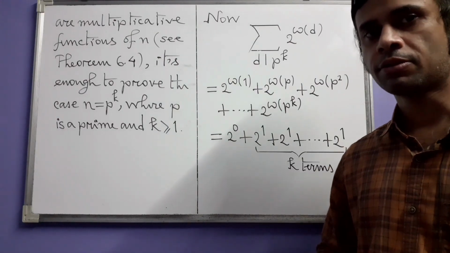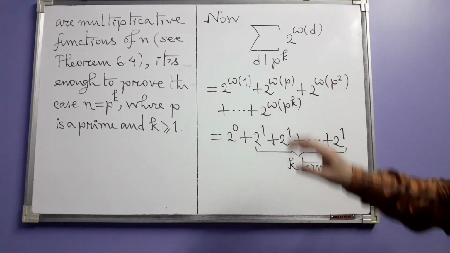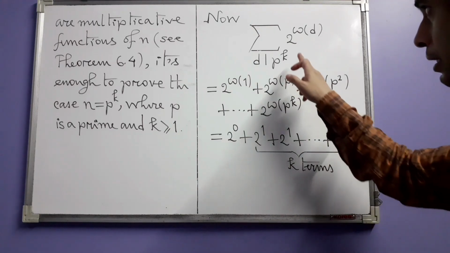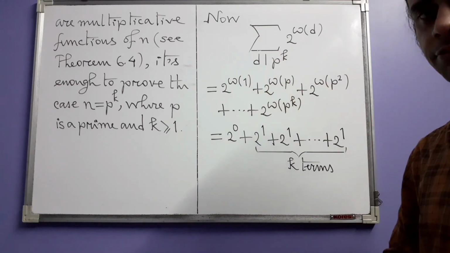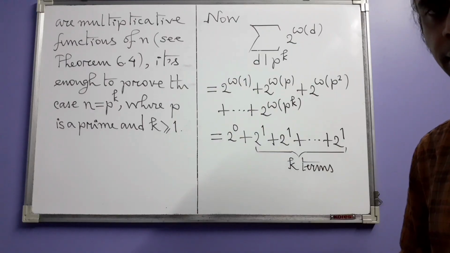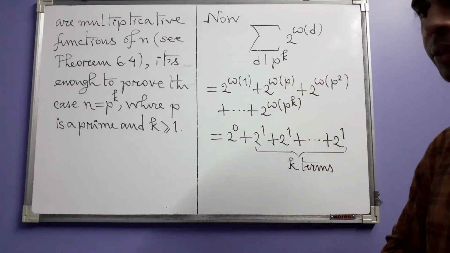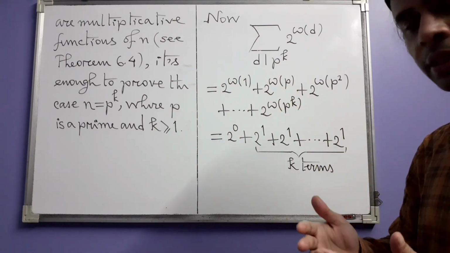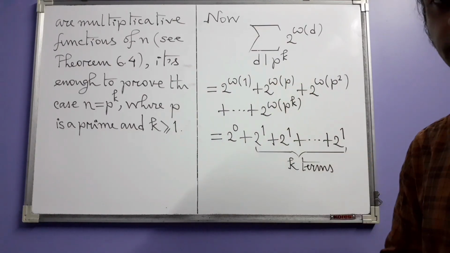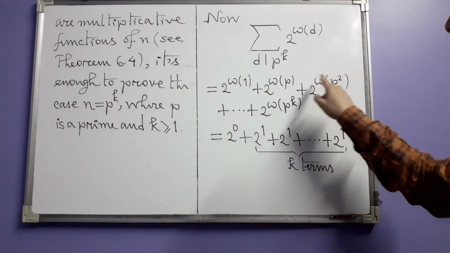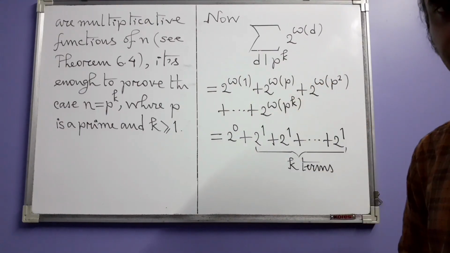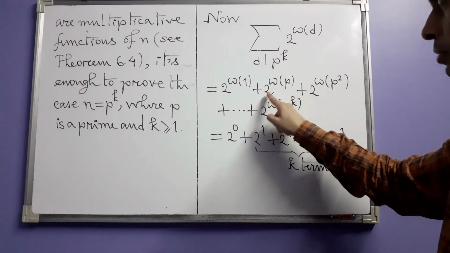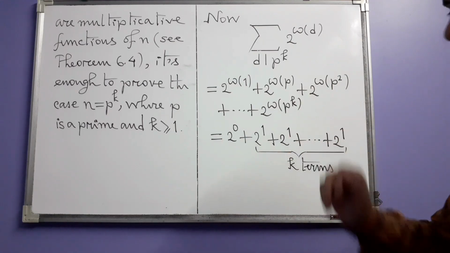So we start with the complicated side of the formula, that is the right hand side in this case, where n is equal to p to the power k. Now this number is very simple in terms of having positive divisors. We know precisely what its positive divisors are instantly. The divisors themselves are powers of this prime p, and they are 1, p, p square, p cube, all the way up to p to the power k. So accordingly the sum looks like this: 2 to the power omega of 1 plus 2 to the power omega of p, and so on.